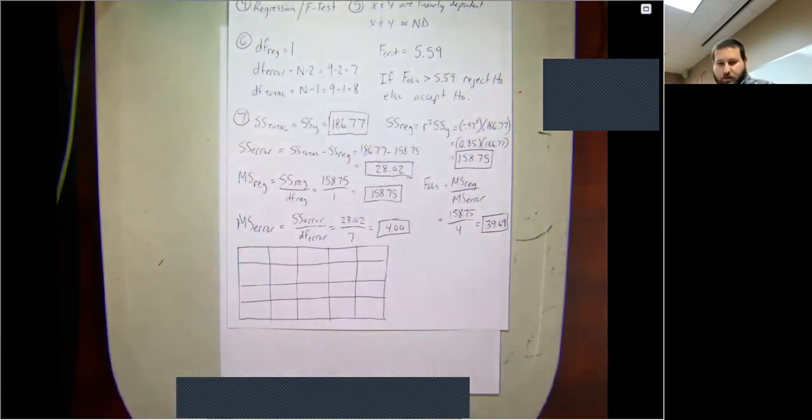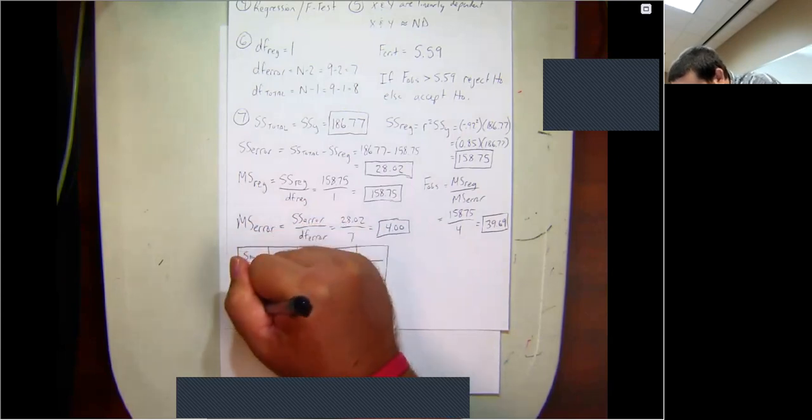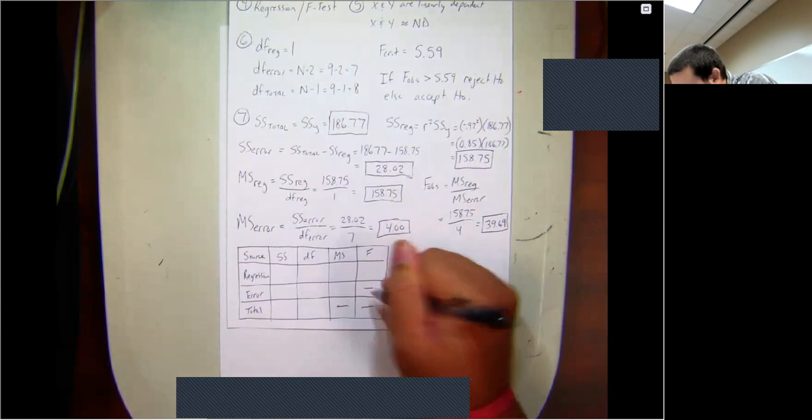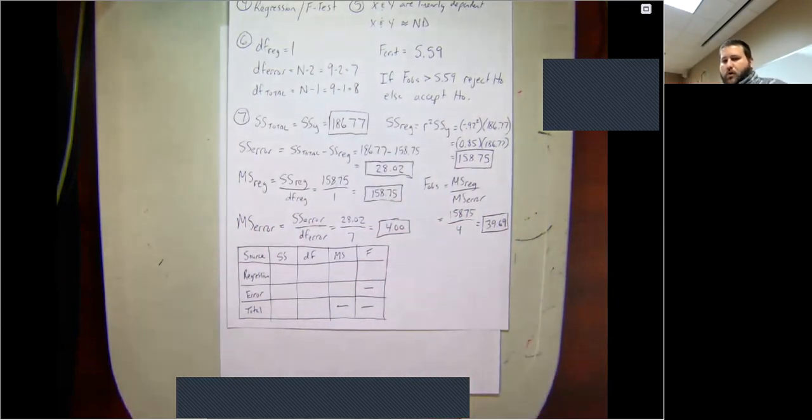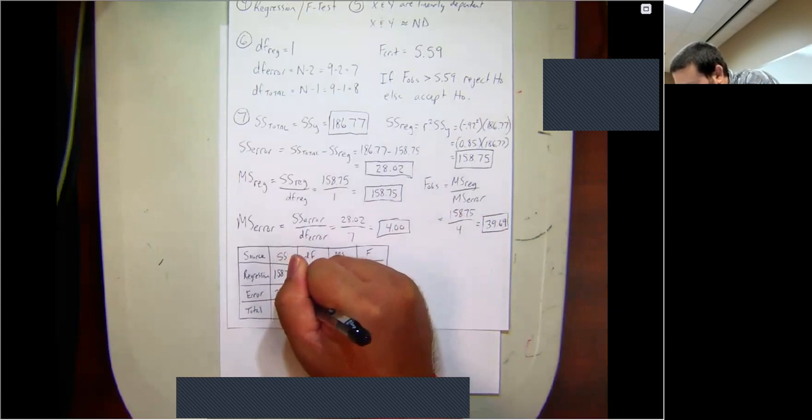Okay, we got our boxes in. We got source, regression, error, and total. Sums of squares, degrees of freedom, mean squares, F. No values in the bottom three, the bottommost right corner, 3 boxes. So let's fill in what we've got. Sums of squares regression, that was 158.75. Sums of squares error, 28.02. And the total, 186.77.